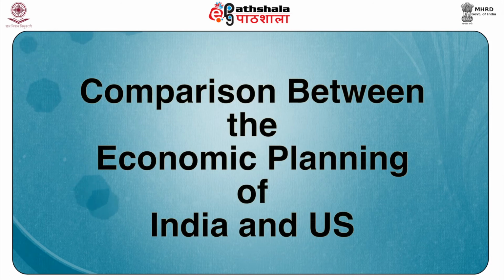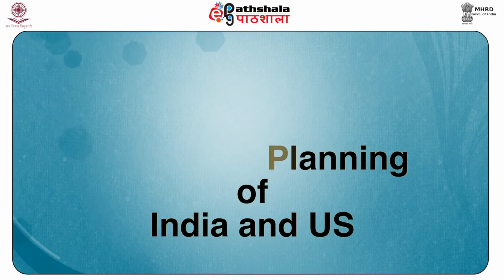Comparison between the economic planning of India and US. Since US is a developed country and India is a developing economy, the targets of both the economies are different. India's economic plans are those which are already achieved by the US economy. US planning starts during the First World War, which was 1914 to 1918. On the other hand, India's economic planning starts in 1950. The first plan was 1951 to 56.